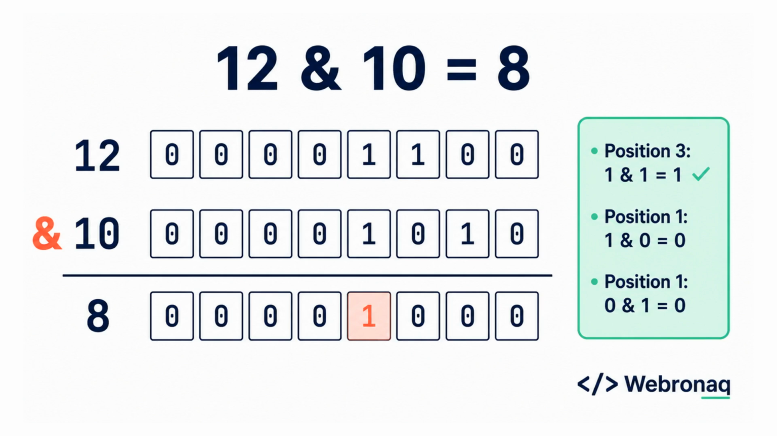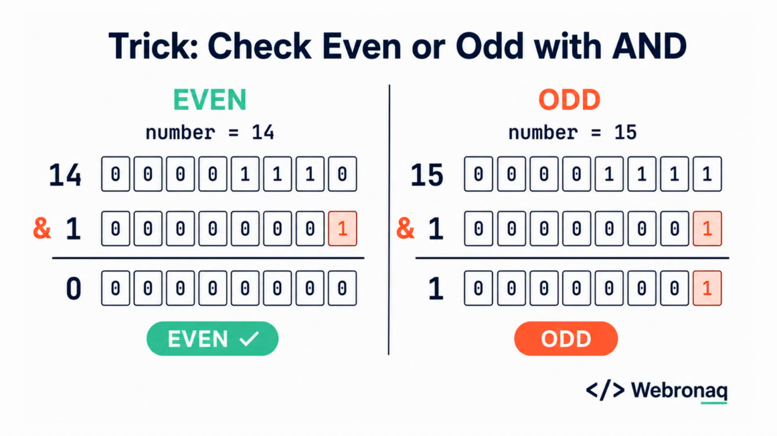Notice how the AND operator basically asks which bits are switched on in both numbers, and only those survive. That's the mental model I want you to walk away with. Now let me show you a classic trick that pros actually use. Suppose you want to check if a number is even or odd. Most beginners reach for the modulo operator, number % 2. But there's a faster way using bitwise AND.